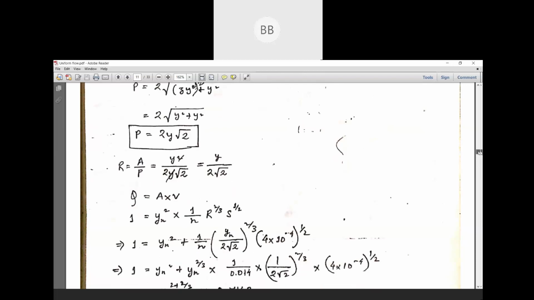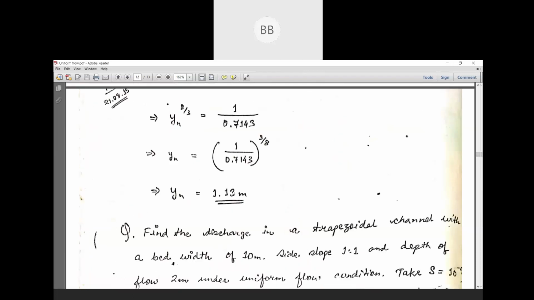So you people are getting the value for depth of flow, 1.13 meter. So it's not that much difficult, okay? Just you need to understand what you need to calculate and what is given, okay?